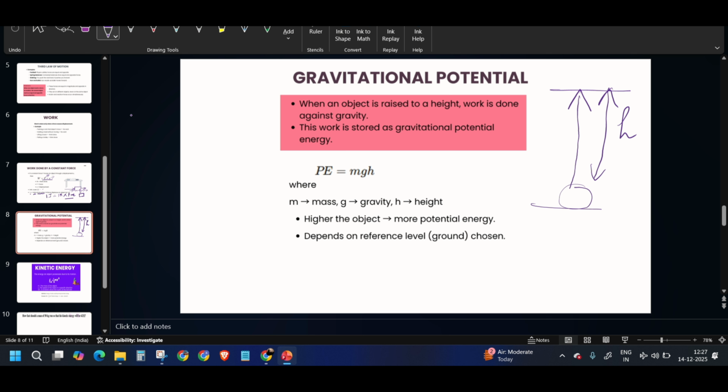Here the formula of potential energy can be given as potential energy is equal to mgh. Here m is the mass of the object, g is the gravitational acceleration, that is the acceleration due to gravity, and h is the height. The higher the object, the higher the potential energy. So the potential energy depends upon the level of the object placed above the ground. The higher the object, the more the potential energy.